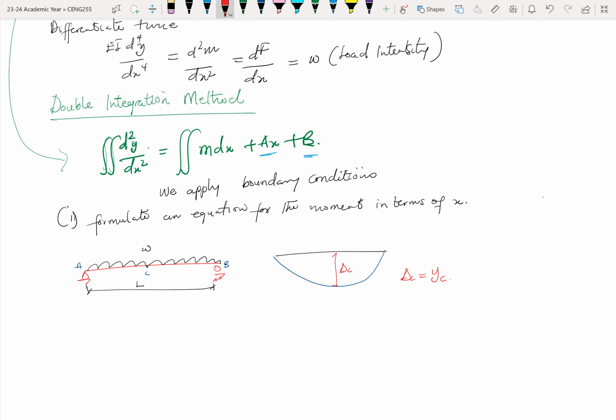I know that I can easily find VA and VB. VA will be equal to WL over 2, and VB will also be equal to WL over 2. Can I assume that you have an idea of how to find reactions and supports, at least with respect to basic structures? You can message me if my assumption is right or wrong.